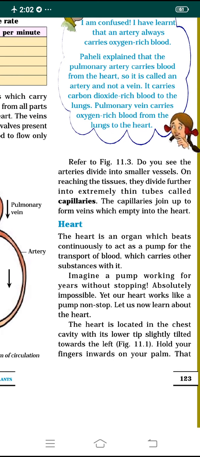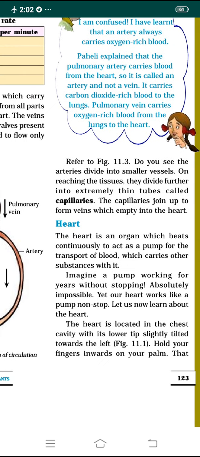Imagine a pump working for many years without stopping. What happens to it? Absolutely impossible. Yet our heart works like a non-stop pump. A pump may get damaged or lose its efficiency, but this is not the case with the heart. It works like a non-stop pump. Now let us learn more about the heart.